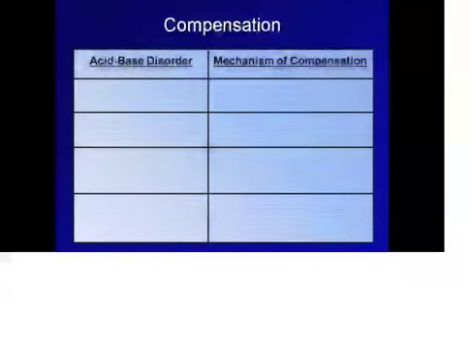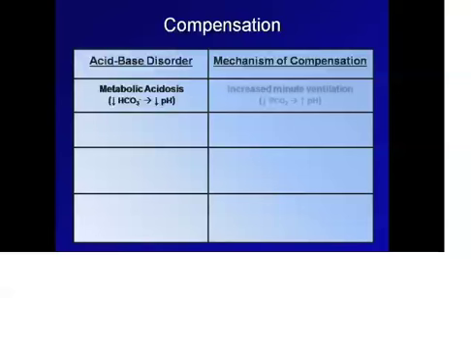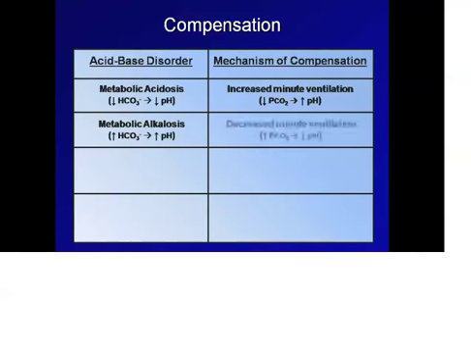Let's take a quick look at the very basic mechanisms of compensation for the four general types of acid-base disorders. In a metabolic acidosis, the serum bicarb is abnormally low, and thus so is the pH. The body's response to this, that is, its respiratory compensation, is to increase minute ventilation. Increasing minute ventilation lowers PCO2 and thus tries to increase pH back closer to normal. In a metabolic alkalosis, the bicarb is high and thus so is the pH. The body responds by decreasing minute ventilation, which increases PCO2 and drives pH back down somewhat.